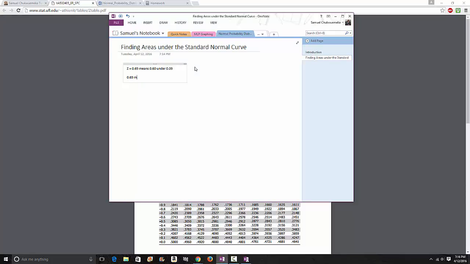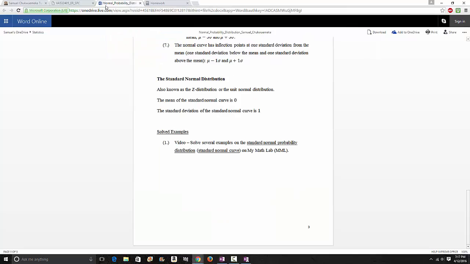Some tables will have 2 decimal places on that first column. It doesn't matter, you still do it the same way, 0.6 under 0.09. Some tables will have 0.60 instead of 0.6. 0.6 and 0.60 is the same thing. So you look for 0.6 on the column, and on the row you look for 0.09.